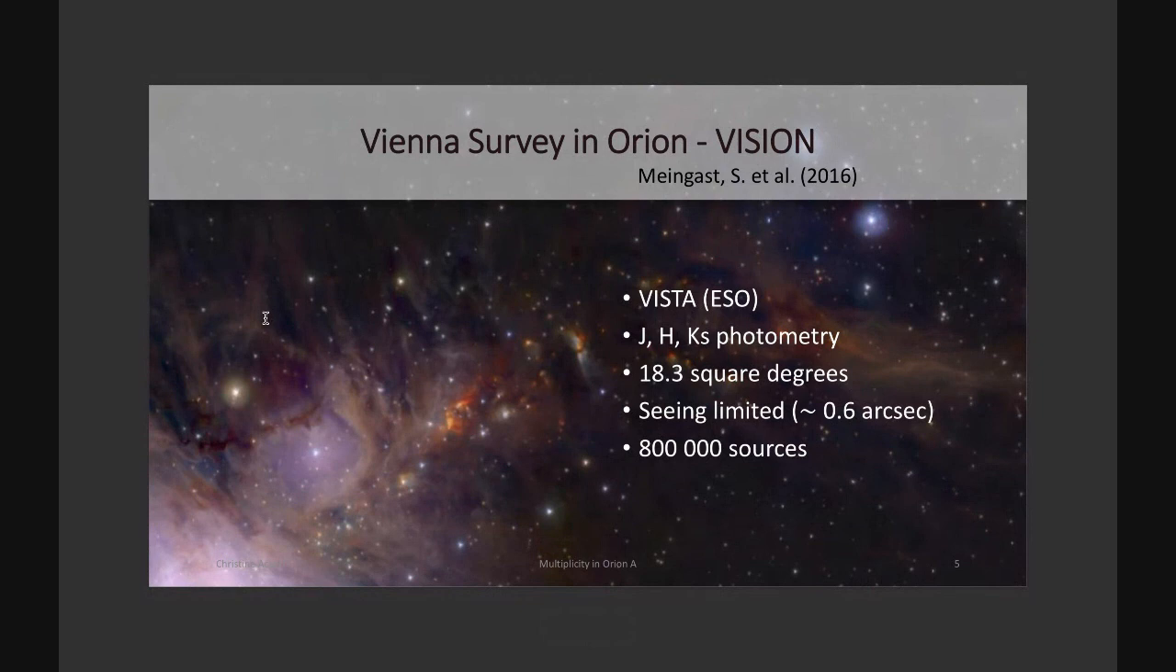The image data we are using comes from the Vienna survey in Orion, or VISION, which was done by Stefan Meingast et al. He'll give a talk later and talk a little bit about this too. So we're using near-infrared data from the VISTA telescope, more precisely JHKs photometry, which is, of course, seeing limited, ground based. So the resolution limit is about 0.6 arcseconds. And it covers the whole Orion A cloud.